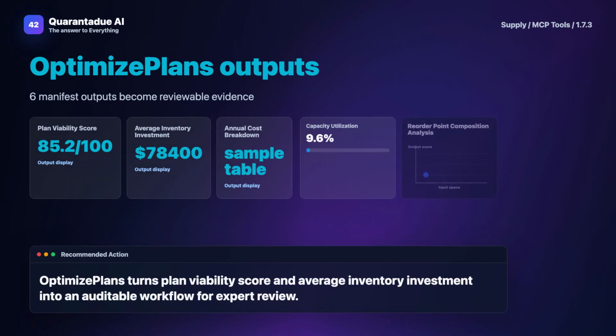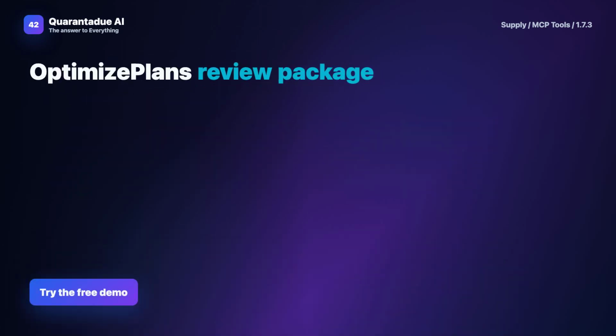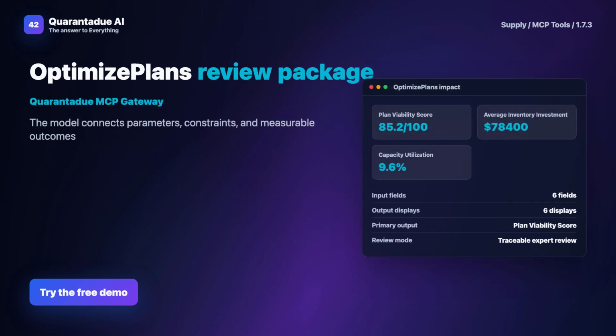For each run, Optimized plans returns structured outputs such as plan viability score, average inventory investment, capacity utilization, reorder point composition analysis, and annual cost breakdown. These outputs are designed to support review, reporting, comparison, and follow-up actions. The value of optimized plans is not just automation, it is a controlled way to turn repeated supply work into a documented business process with clear inputs, transparent logic, and reusable outputs.